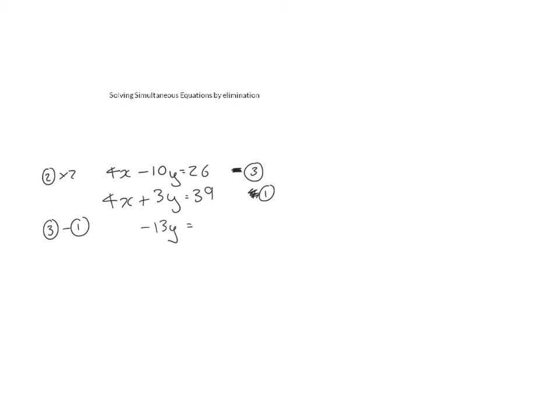Could you do equation 1 minus equation 3? Yeah, you could, and then they'd end up with all positives. Sashin spotted that it would have been much nicer, and I've deliberately not done it the nice way to begin with. If I'd done 1 minus 3, I'd have ended up with much nicer numbers. But it still works. 3 minus 1 is 26 minus 39, which is minus 13. So minus 13y equals minus 13.